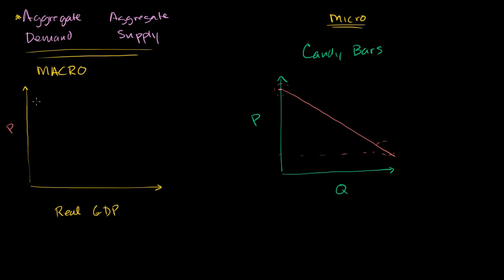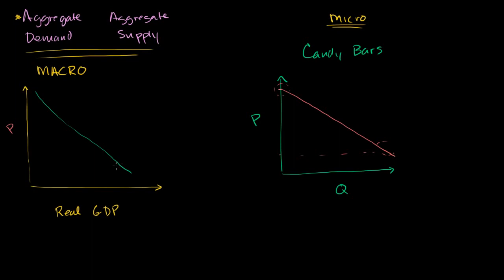Maybe I'll draw it something like this, so I don't have to make the extreme statement that if prices are at some level there will be no GDP. But it's in general saying that if prices are high, GDP will contract. And remember, ceteris paribus, all other things equal, if prices are low, GDP will expand.